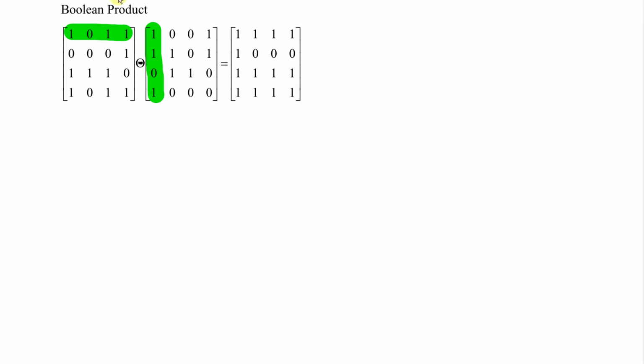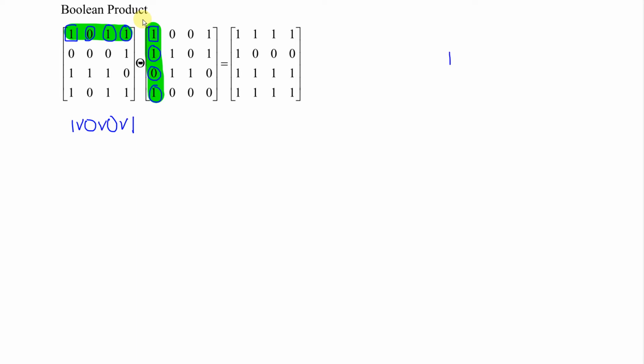Now let's try the normal method to solve a Boolean product. What we have to do here is multiply the first entry with the first entry. So 1 times 1 equals 1. 0 times 1 we have 0. 1 times 0 we have 0. 1 times 1 we have 1. What we have to do next is take the union of all these.